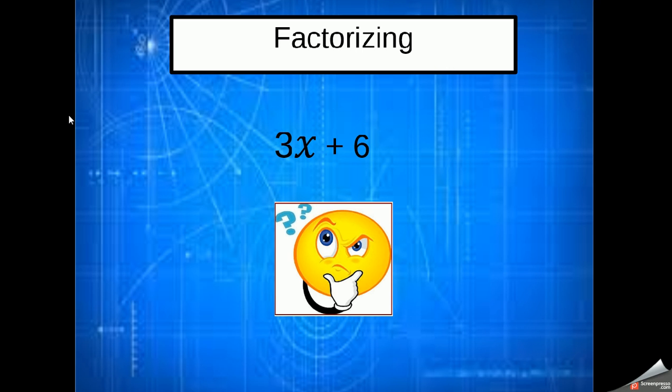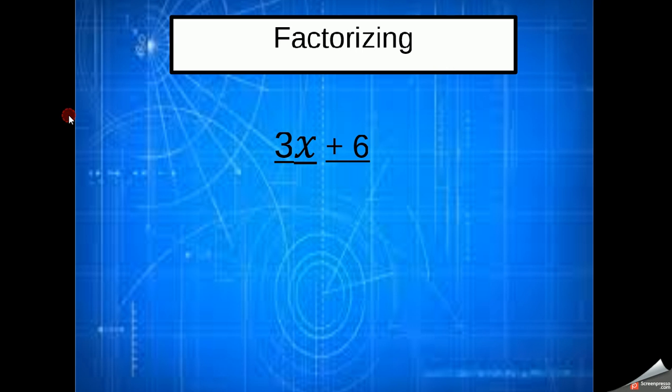So for instance, I've got this equation here, 3x plus 6, and I can factorize it. The first thing we've got to do is separate all the variables or constants, remember, the letters with their coefficients and the numbers, that are separated by a plus or a minus. So in this case, we've got one term that we'll have to keep separate, the 3x, and the number 6, because those two are separated by a plus.